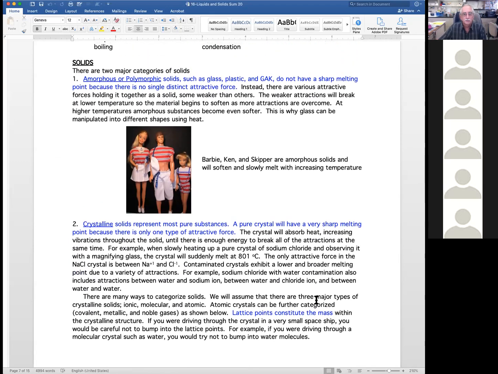So then solids, two major types. We have amorphous solids or polymorphic solids. Glass is one. For example, you can melt it, it gets soft, melt it some more, it gets softer. You can make stuff out of it, right? Plastic, all those things, they don't have sharp melting points because they don't have a single distinct attractive force. So when you heat them up, you break the weaker attractions. You heat them up a little bit more, you break the next stronger ones. Does that make sense to you?